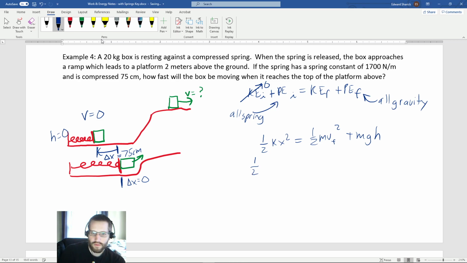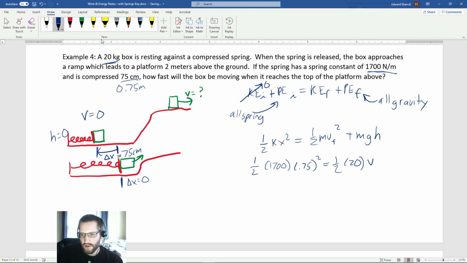1/2. K is 1700 here. X is how far it's compressed, 75 centimeters. Note that this is 0.75 meters. We want this to be in meters. 0.75. Our box mass is 20. So 20, our v final is what we're looking for. And 20, 9.8, and our height, which is given as 2 meters.